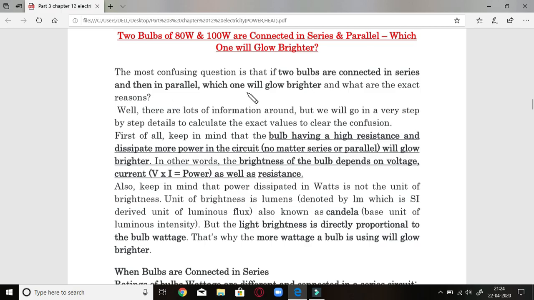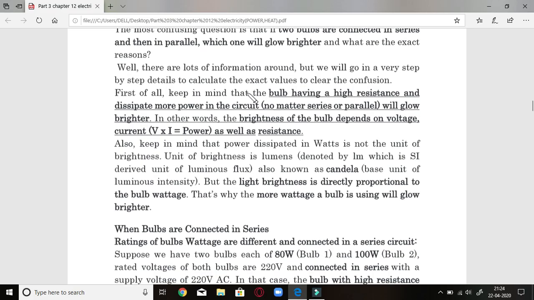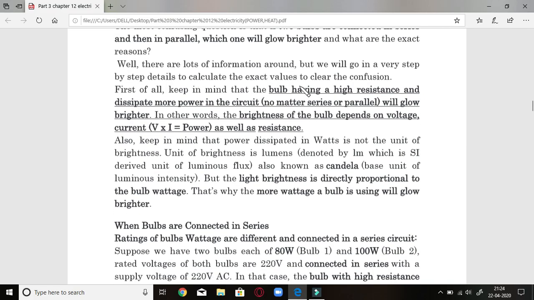Well, there is a lot of information around, but we will go step by step in detail to calculate the exact value and clear the confusion. First of all, students, we'll say that the bulb having a high resistance will dissipate more power in the circuit, that is the 80 watt bulb, no matter series or parallel. That will always dissipate more power, and the one having higher resistance will glow brighter. In other words, the brightness of the bulb depends on voltage and current, along with resistance.